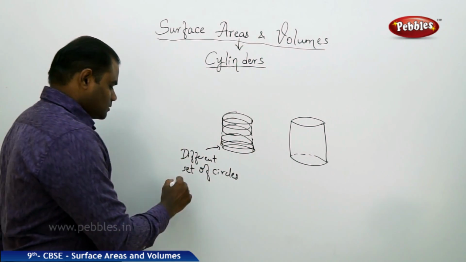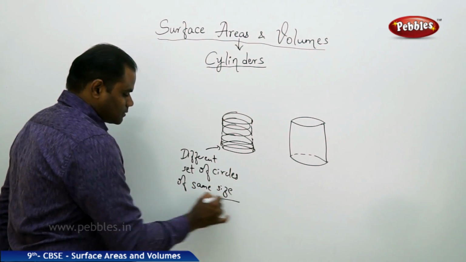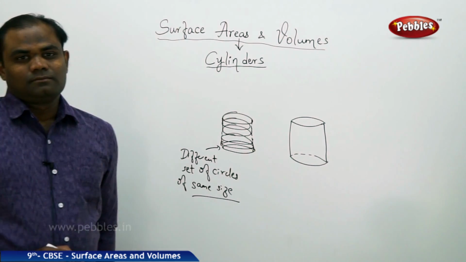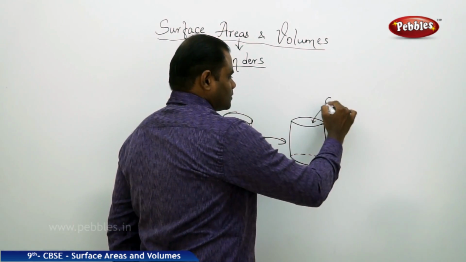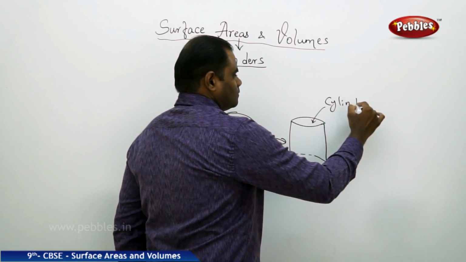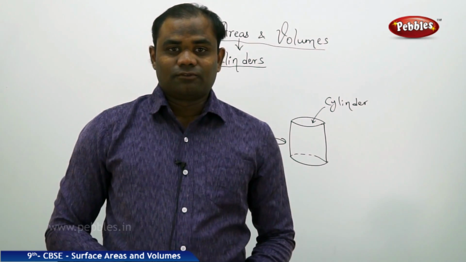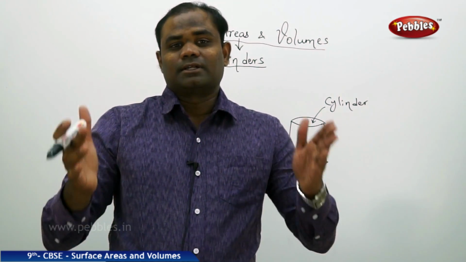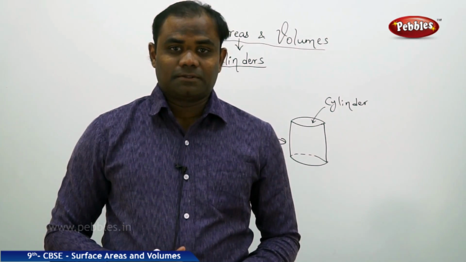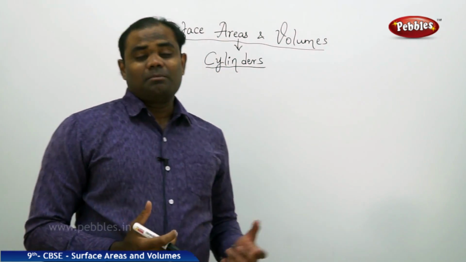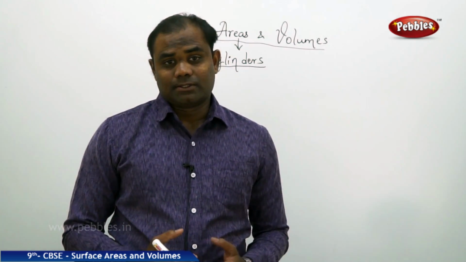Different sets of circles of the same size, to be noted down, form a three-dimensional object which is called a cylinder. So a cylinder is built from different sets of circles constructed on each other, of course of the same size. This session is about understanding what a right circular cylinder is.